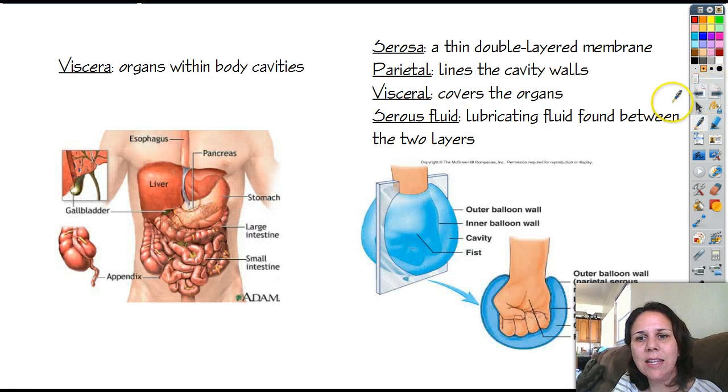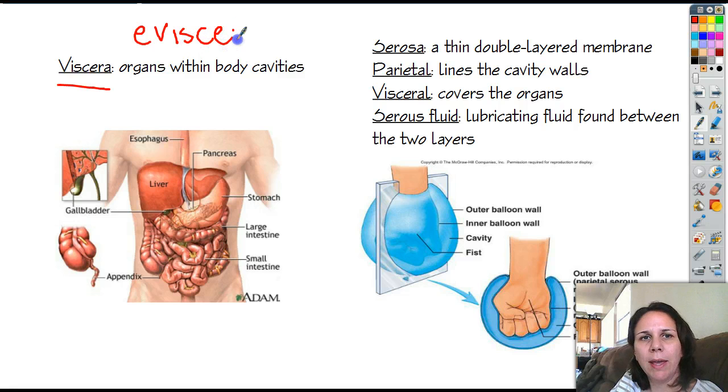Now, in each of these cavities you have the guts, otherwise known as your viscera. I don't know if you've ever played any video games where the bad guy gets eviscerated. Well, that means that all of his viscera go out, ex means away from the body.